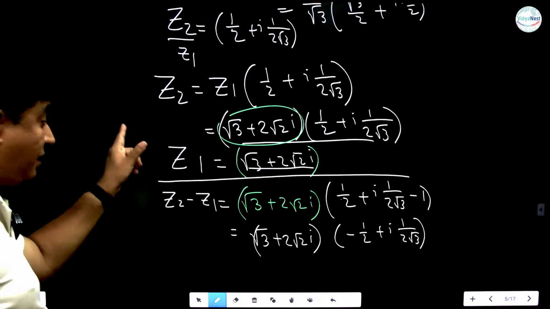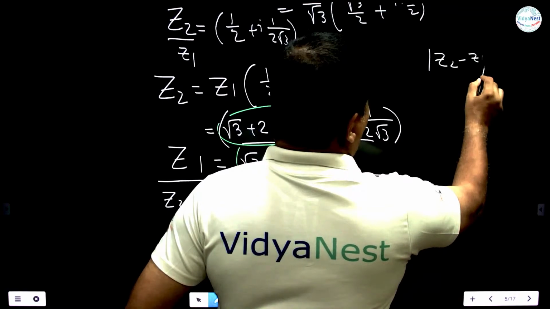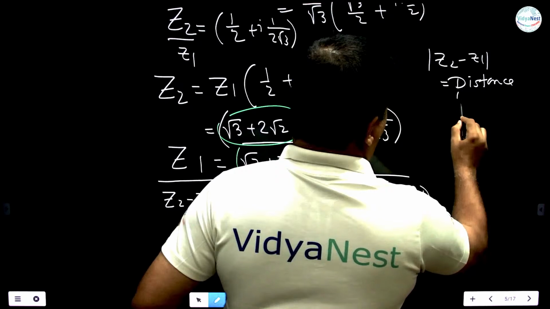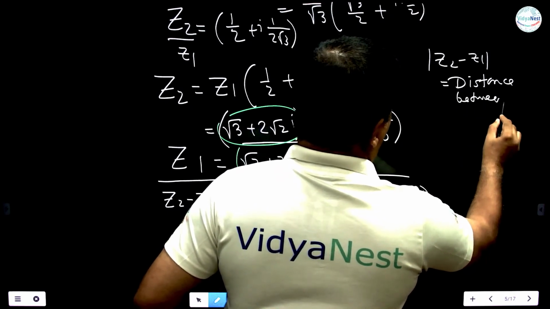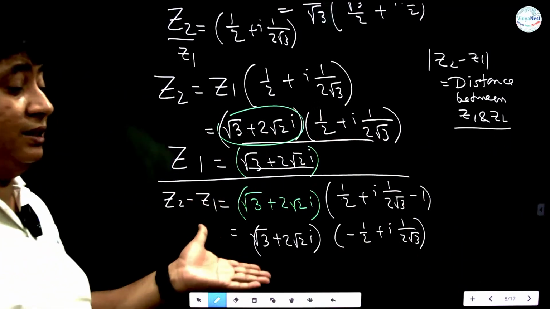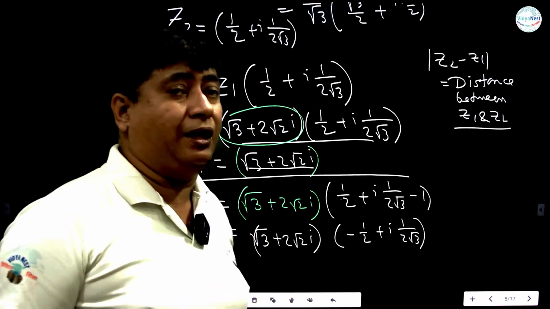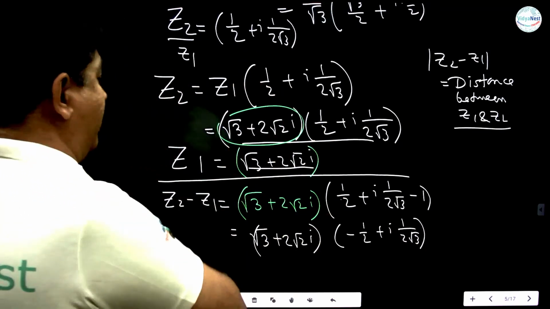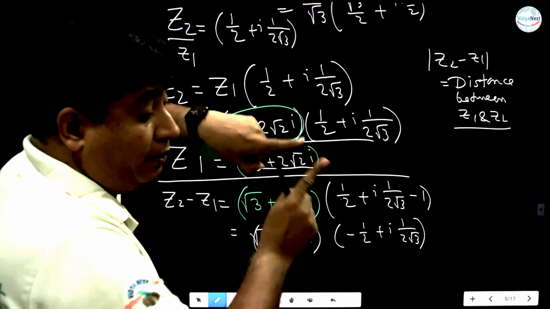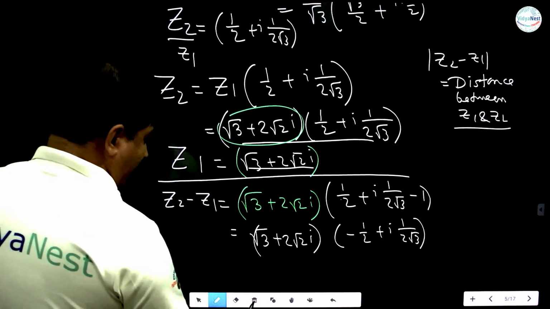नाउ इसका मैग्नीट्यूड ले लो. एक्चुअली इसका मतलब क्या है? मॉड Z2 माइनस Z1. इसका मतलब है डिस्टेंस बिटवीन Z1 एंड Z2. Z1 और Z2 का बीच में जो डिस्टेंस है, ठीक है? तो अगर डिस्टेंस निकल गया तो एक ट्रायंगल का तीनों साइड निकल जाएगा. मॉड Z1 तो है, मॉड Z2 भी मिल गया. So length of three sides of the triangle will be found out.